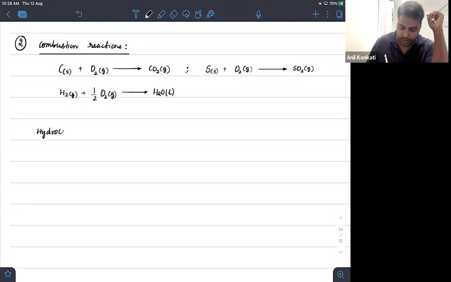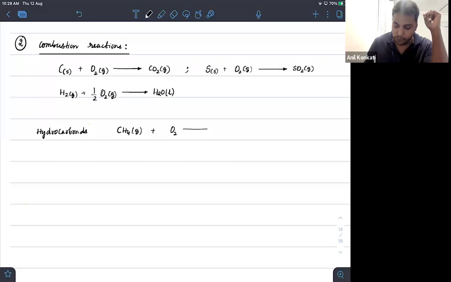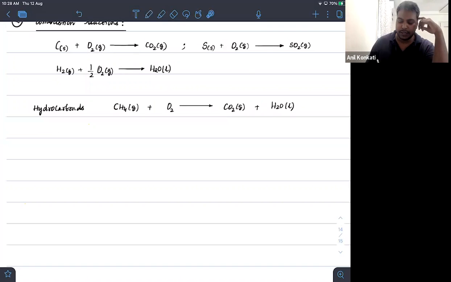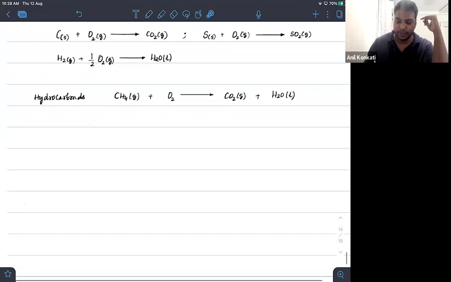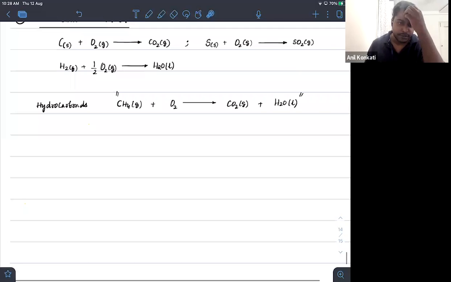Take hydrocarbons, especially something like CH4, and you treat that with O2. You will get carbon dioxide also, as well as H2O also. Because carbon is undergoing oxidation to become carbon dioxide. Hydrogen is undergoing oxidation to become H2O. So both will undergo oxidation. So we are more expected to balance these types of reactions, hydrocarbon reactions. Okay. But I hope all of you understood what combustion is in general.